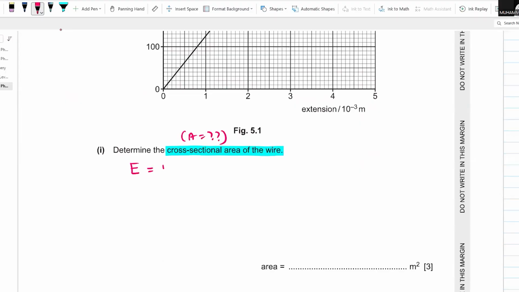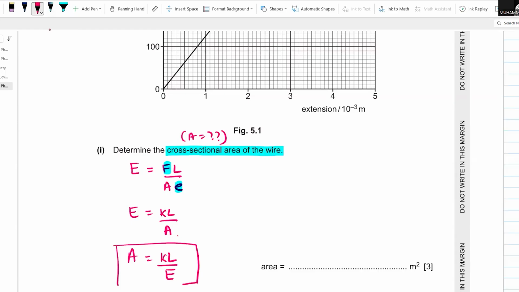Young's modulus is equal to FL over AE. What is F over E? F over E is your spring constant. So it is KL over A. Simple. You have to determine area. How will you do that? Area is equal to KL over the Young's modulus. Perfect.